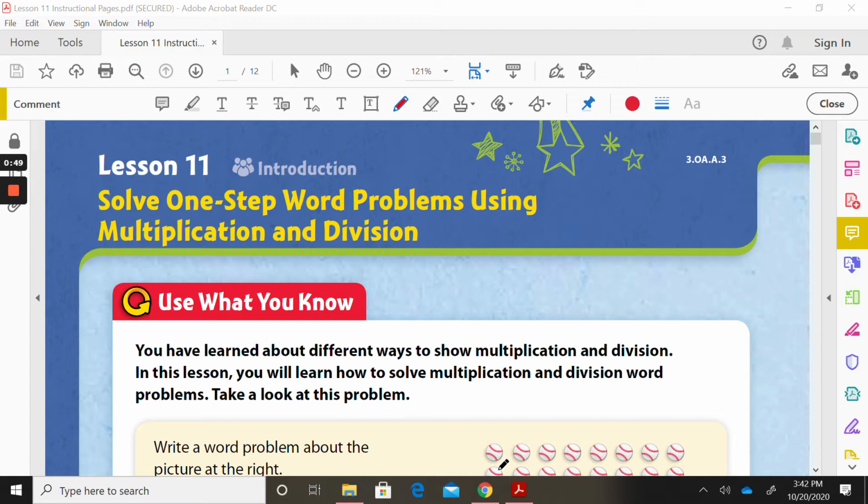So let's get started. We have learned a lot about ways to show multiplication and division, and we're going to apply those skills to solving one-step word problems. Follow along with me as I read the top of page 112. Use what you know. You have learned about different ways to show multiplication and division. In this lesson, you will learn how to solve multiplication and division word problems. Take a look at this problem.